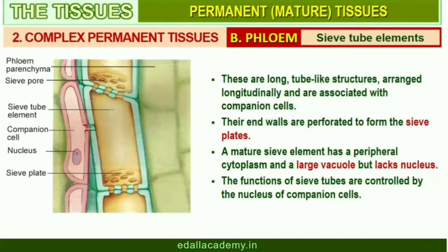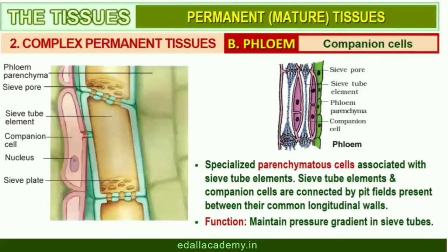A mature sieve element possesses a peripheral cytoplasm and a large vacuole but lacks a nucleus. The functions of sieve tubes are controlled by the nucleus of companion cells. The companion cells are specialized parenchymatous cells, which are closely associated with sieve tube elements. The sieve tube elements and companion cells are connected by pit fields present between their common longitudinal walls. The companion cells help in maintaining the pressure gradient in the sieve tubes.